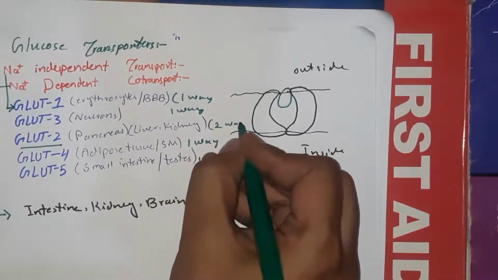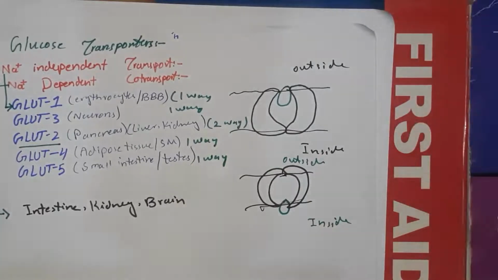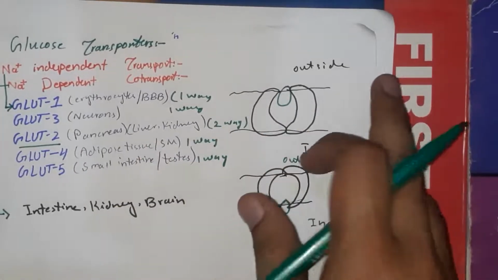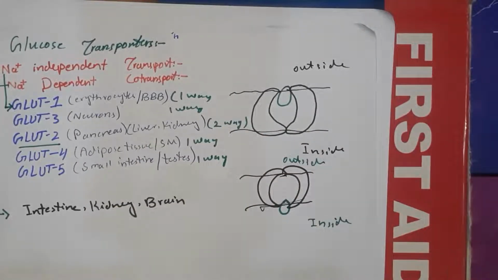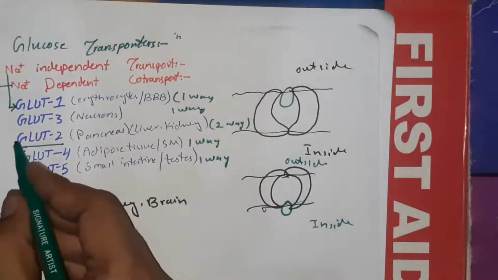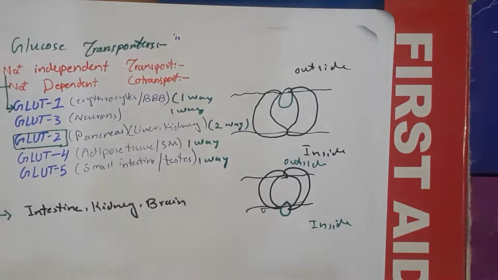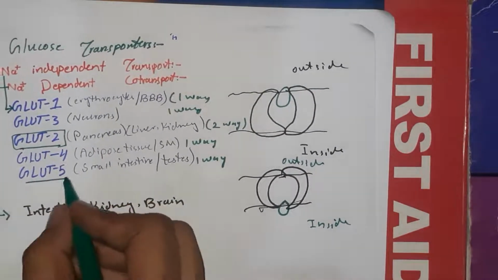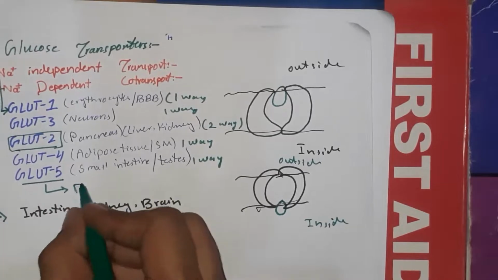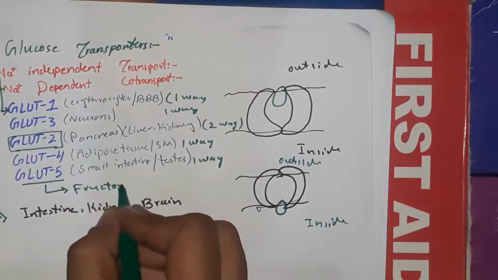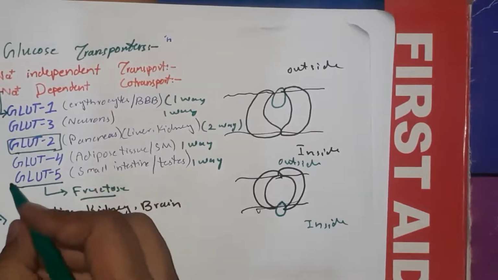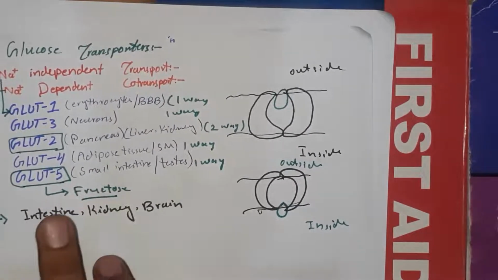Two-way transporter means it allows glucose to travel from outside to inside the cell as well as from inside to outside the cell. When glucose concentration is higher in the blood, it moves the glucose from outside to inside the cell, and when glucose level falls in the blood, it allows glucose to leave kidney, liver, and pancreas. So in this way, it basically works in two-way direction. And the GLUT5 is not a glucose transporter, it is instead a fructose transporter. It is written here unfortunately, but it's a fructose transporter, not glucose transporter.